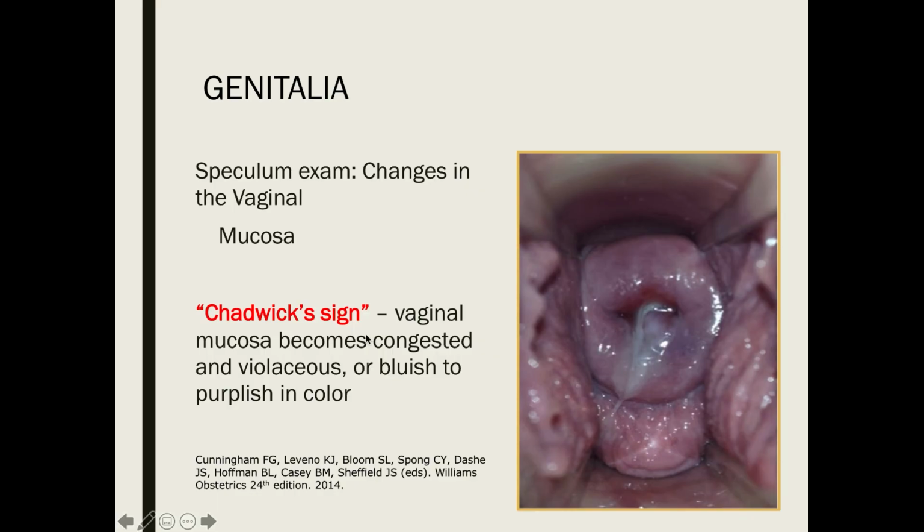For the vagina and the cervix, we usually note some color changes, and this is what we call the Chadwick sign. The Chadwick sign means that the vaginal mucosa and even the cervix become congested and violaceous. Why does it become violaceous? Because of the increase in the blood vessels and blood flow around this area. So it becomes violaceous, or bluish or purplish in color.